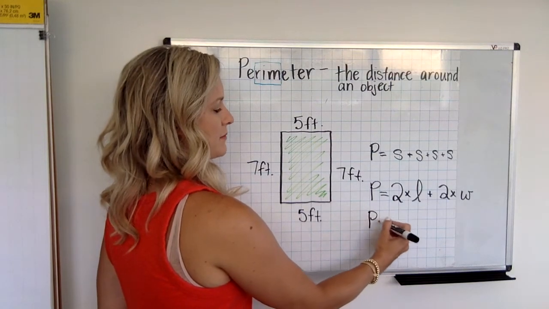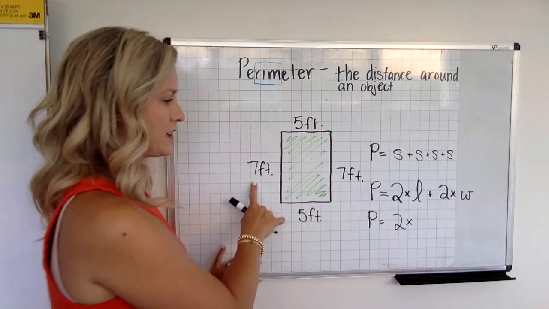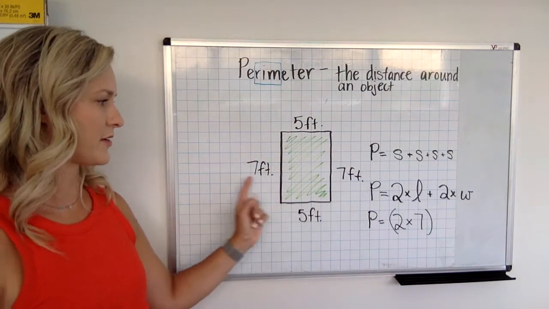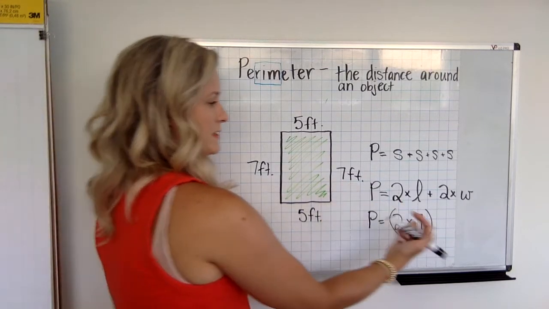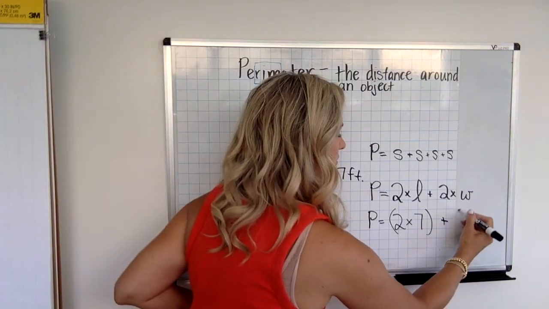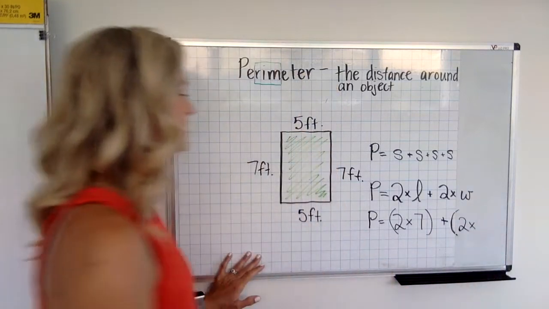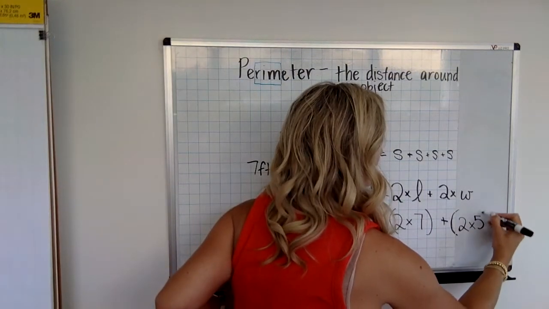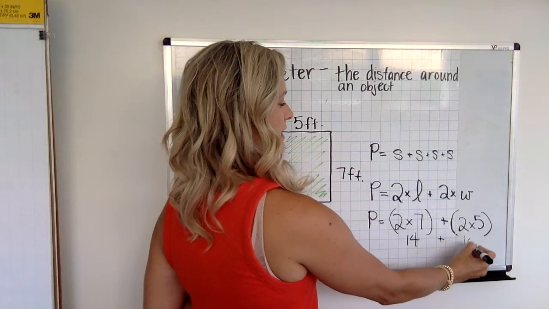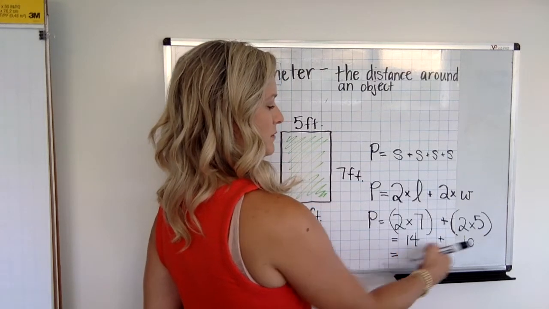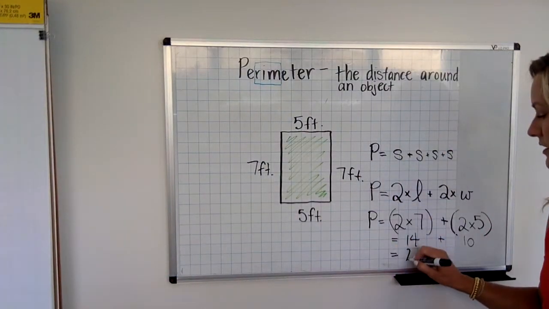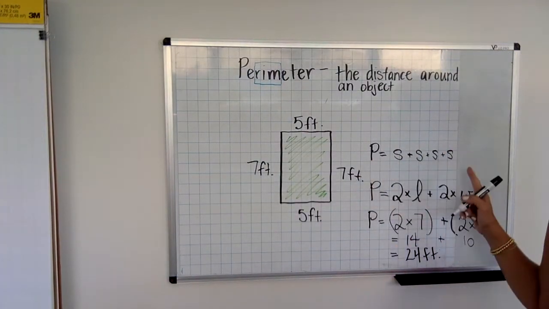So let's actually plug in our numbers. 2 times the length was 7. Maybe I'll put a little parenthesis around that so I know that that's kind of grouped together. And this is my 7 written 2 times. Plus, all right, so I've got my 5 written 2 times. 2, put parentheses around that, 2 times 5. Okay, let's solve that. That would be 14, and that would be 10. And we know 14 plus 10 does in fact make 24. So we got the same answer for both methods.